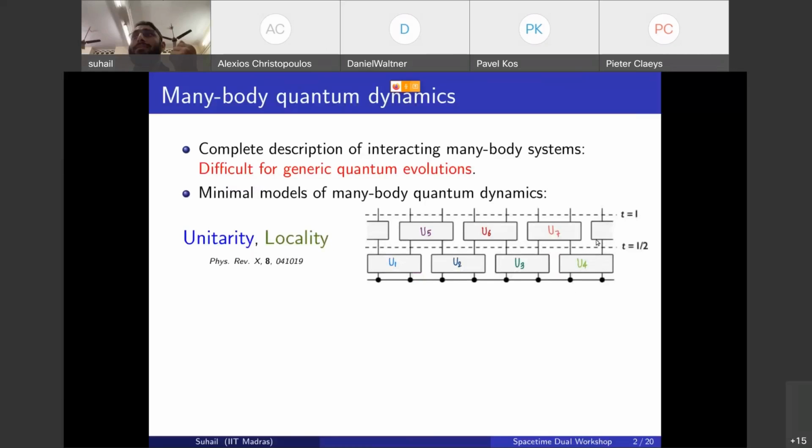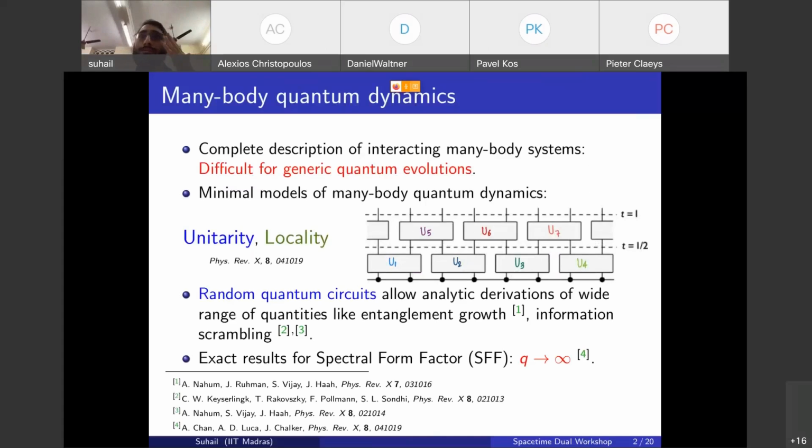One half of the time step, and then in the remaining part of the step, there are two steps, but it's essentially one time step. In the next step, the missing links are between these two qubits, which were initially not coupled. So it is a minimal model of many-body quantum dynamics, and it mimics the properties which are observed in generic systems.